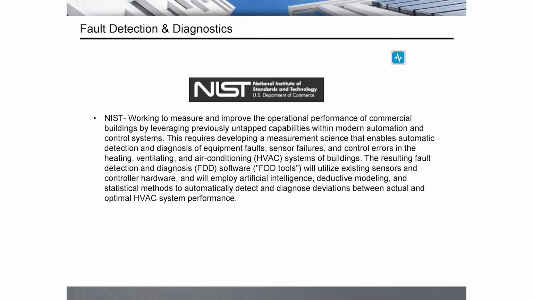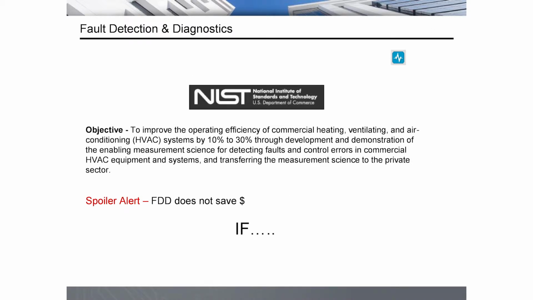So some of the organizations that have been involved with driving FDD are NIST, the National Institute of Standards and Technology. They've been developing FDD tools and software to be used in the private sector. The objective is to improve operating efficiency of the HVAC equipment by 10 to 30%.